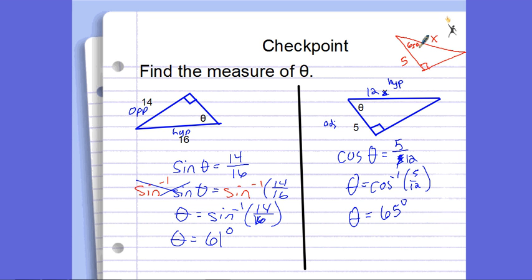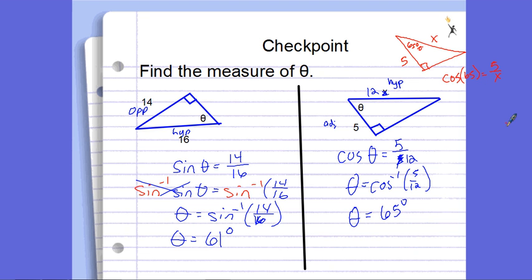Now, can I use Pythagorean theorem? No. Why not? Because I don't know this side either. And for Pythagorean theorem, you need to at least know two sides. I don't care which two sides, but you have to have at least two sides. Agreed? So, I can just say, hey, this is my theta, and use the same relationship. But my relationship would look like this. Cosine of 65, since I know what theta is equal to, is 5 over x. Agreed?